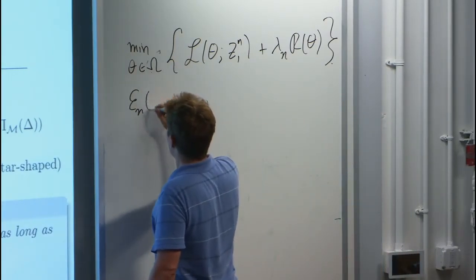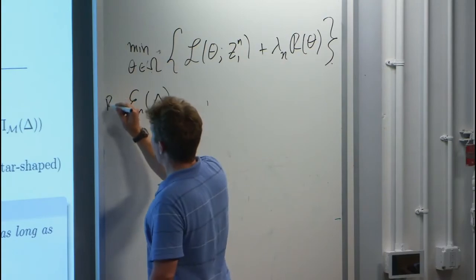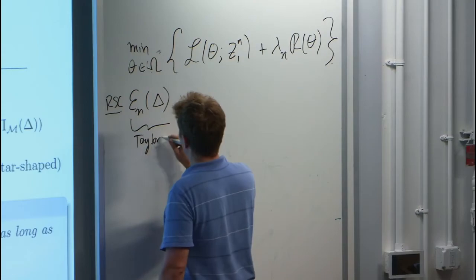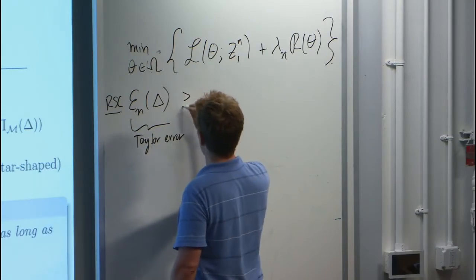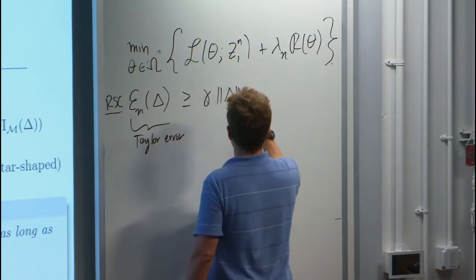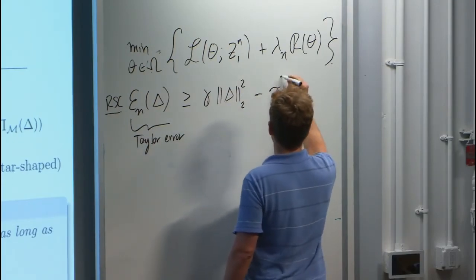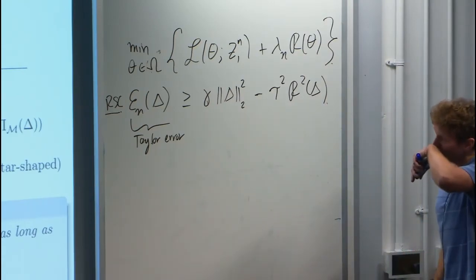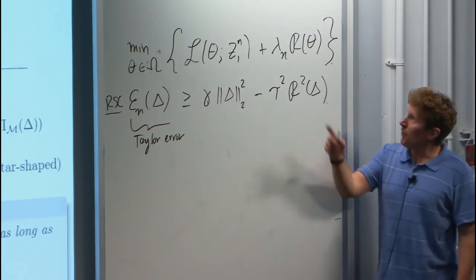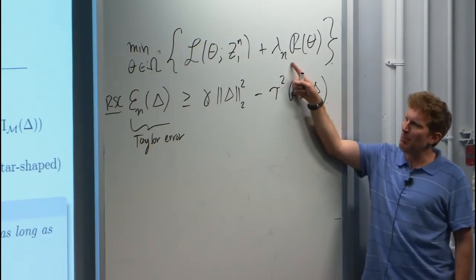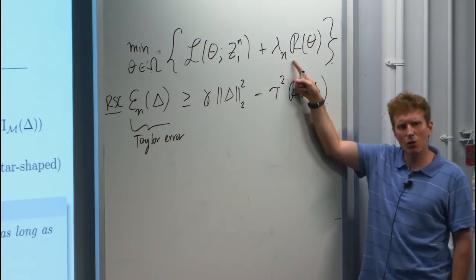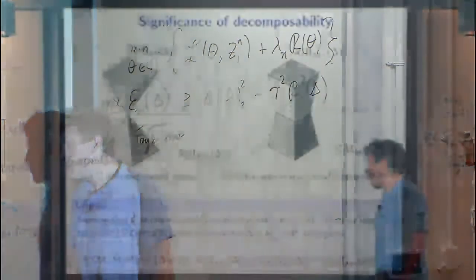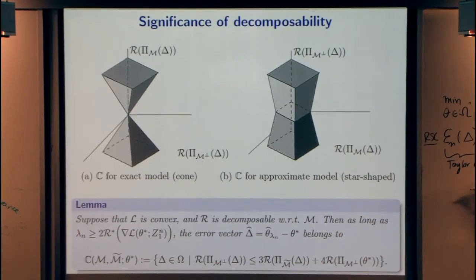We're assuming a restricted strong convexity condition on the Taylor series error. So that's a property of the loss function. I want this to be bigger than some gamma times the 2 norm squared minus some tolerance times the squared regularizer. We have decomposability. And so now what we're addressing is how large should lambda n be? What's the minimal setting of that quantity? And this is essentially the correct way to set these in a variety of problems.